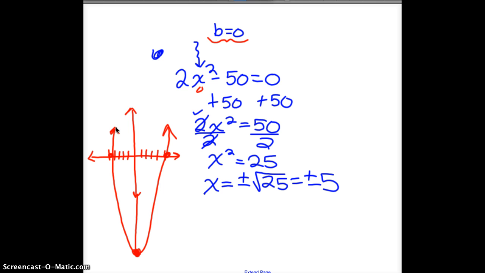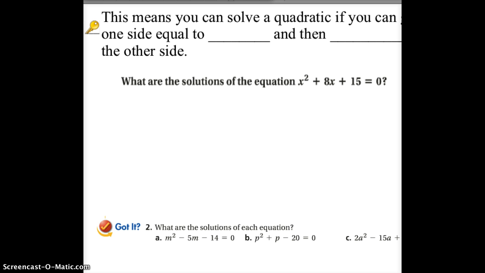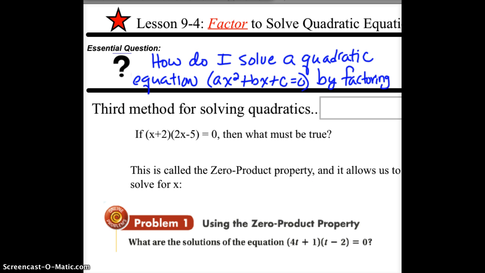And we discussed how those are called the solutions. They're what cause the y to be 0. So if you think of this as y equals, and if you think of where it's 0, we call these the x-intercepts, and they correspond to the solutions to the equation. But again, the reason we're able to do it that way is because there's no b term. Today we're going to introduce a b term into it, and we're going to have to use a method called factoring.